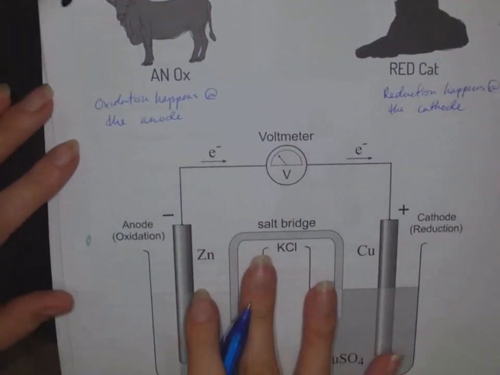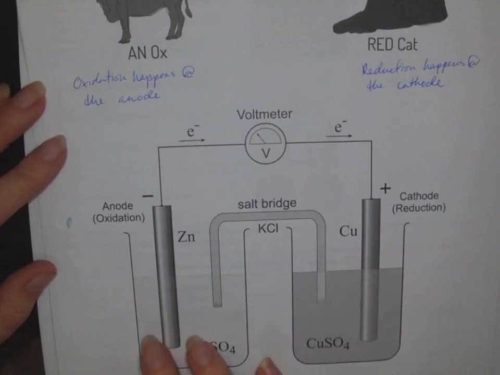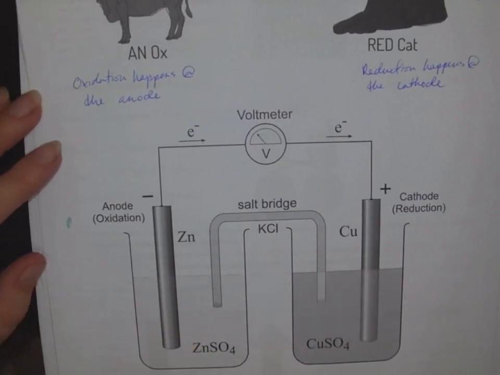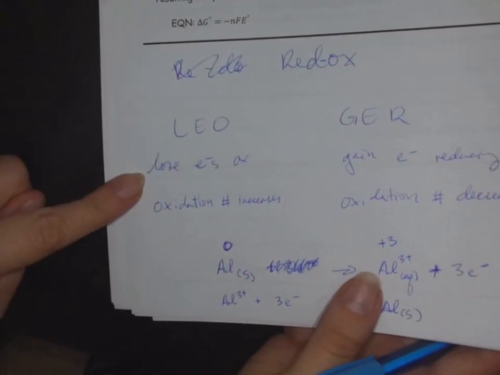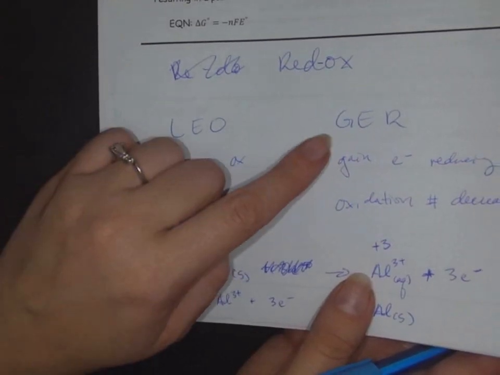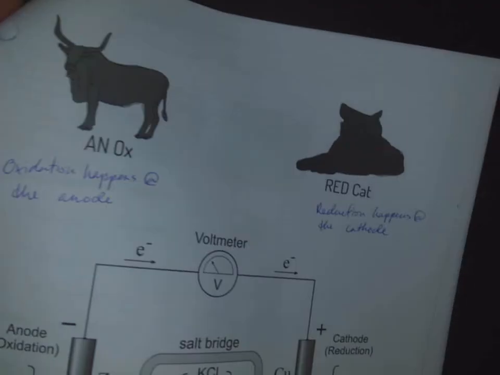How we can decide if something is the anode or the cathode within a battery: it's the metal that is either gaining or losing the electrons. As a reminder, if something is oxidizing, then it's losing electrons. And if something is gaining electrons, then it's reducing.